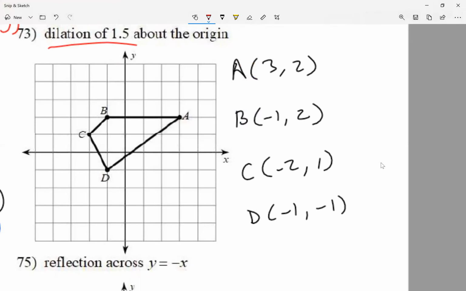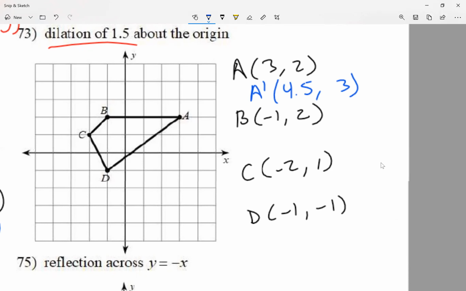I see it says dilation of 1.5. My scale factor is more than 1, right? 1.5. So I expect the image to be bigger. What I'm going to do is multiply each of my values, my x and my y values, by 1.5. I'm going to use decimals only. So my A prime is going to be 4.5 and 3. I multiplied each times 1.5, right? 3 times 1.5 is 4.5. And then for the y value, 2 times 1.5 gives me 3.